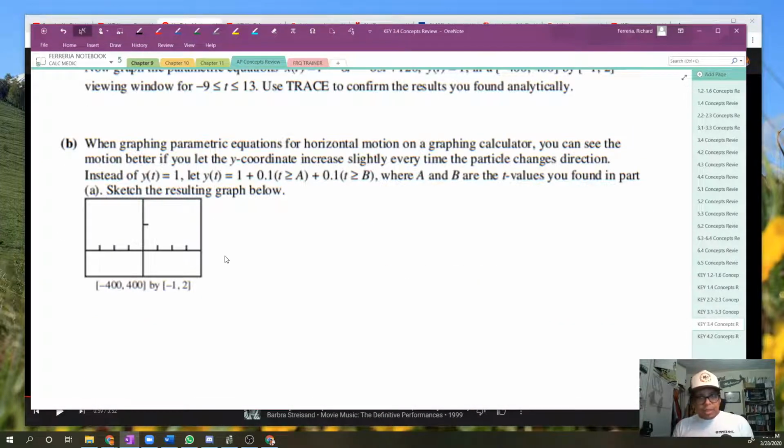The last thing to do here is, you noticed how the path was stacked on top of itself a lot. Well, the suggestion here from the good folks at Pearson is that if you change the y-coordinate so that it gradually goes up, even though it doesn't actually go up, but if it gradually increases, then you'll be able to see those changes in direction more clearly. So let's just play along with them.